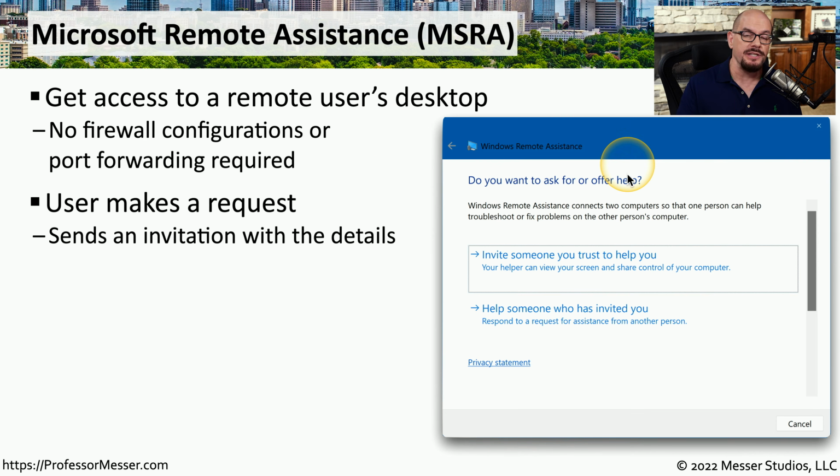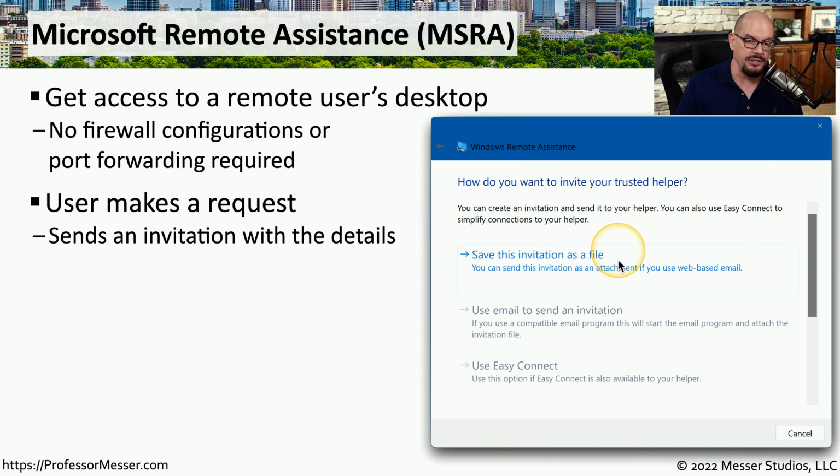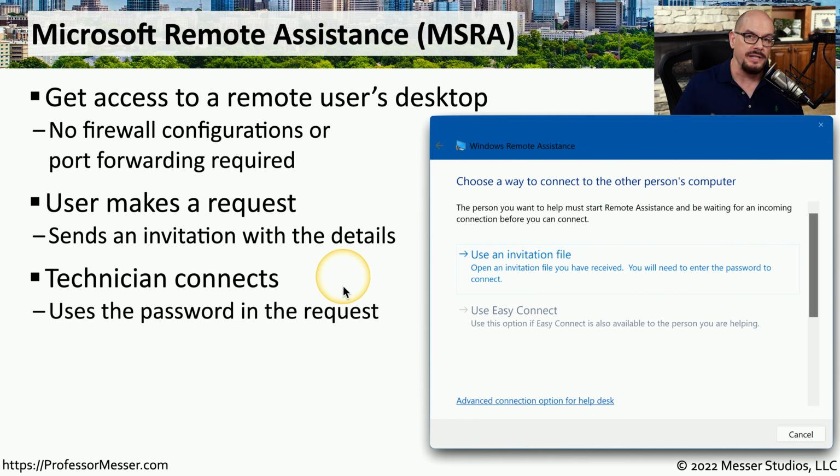The person who needs assistance would start Microsoft Remote Assistance, and they would choose the option to invite someone you trust to help you. If you click on that option, you can choose Save this invitation as a file, use email to send the invitation, or use Easy Connect if that's available on your system. In this case, the user might save this invitation as a file and then send that invitation to the helper using another method. The technician will receive that invitation and start their version of Windows Remote Assistance on their side, except they'll use the option to use an invitation file, which will allow them to connect.